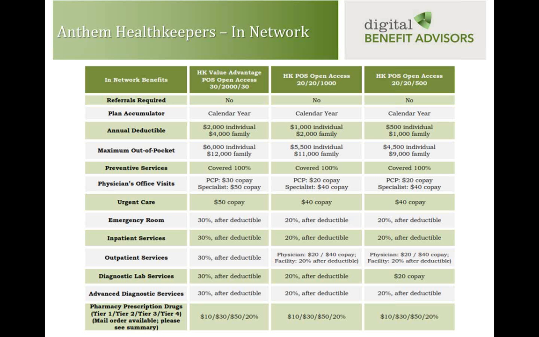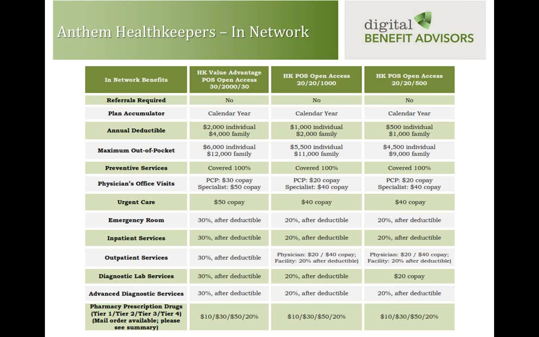The Healthkeepers, this is a new plan, $21,000. You'll see the deductible is a little bit lower here. It's $1,000 for an individual and $2,000 for a family. And then the maximum out of pocket is $5,500 for an individual and $11,000 for a family. $20 and $40 for primary care and specialist, and then the urgent care is $40. The coinsurance is a little bit lower on this plan. So if you have the emergency room visit, the inpatient services, outpatient surgery for facility, the diagnostic labs, those are all coming in at 20% after deductible.